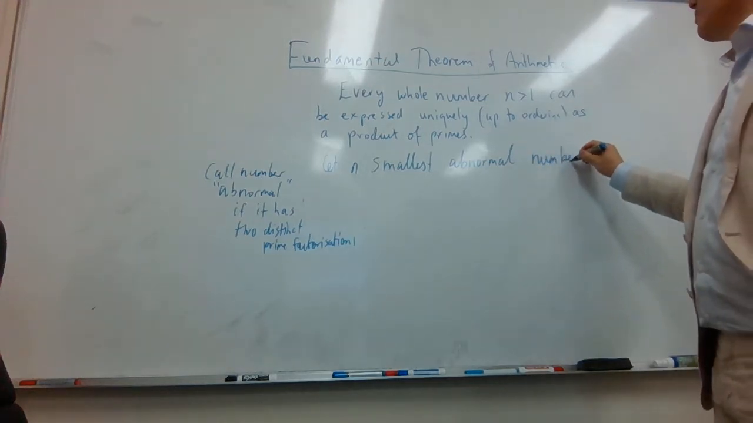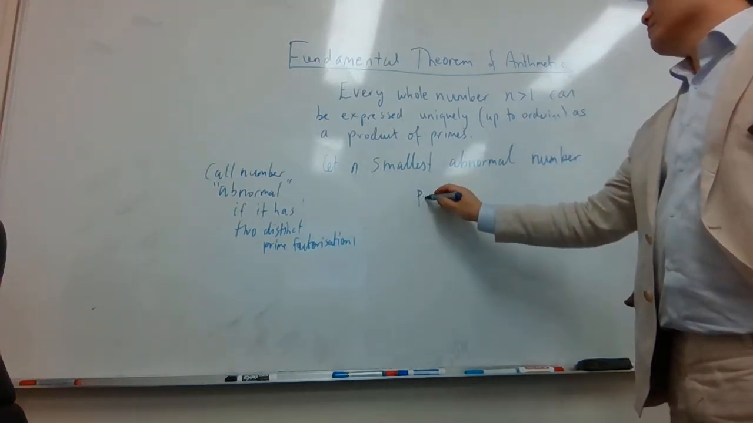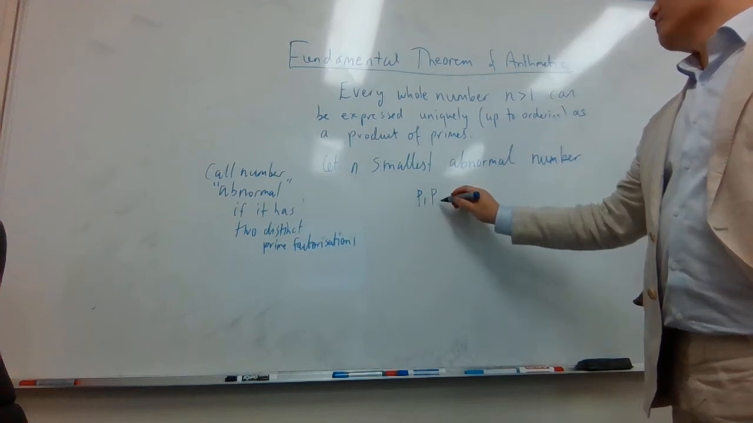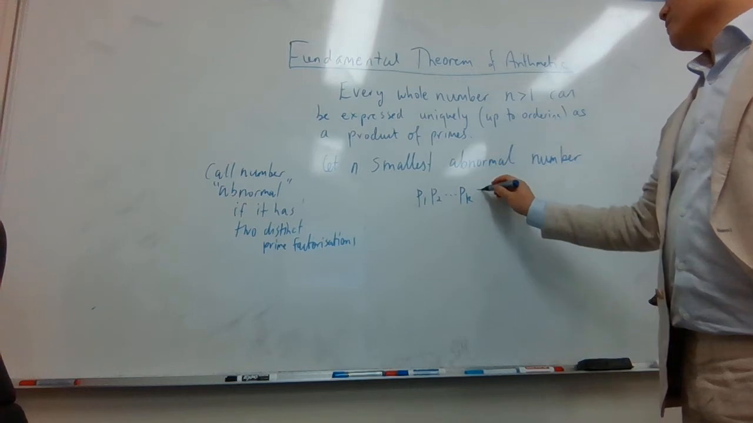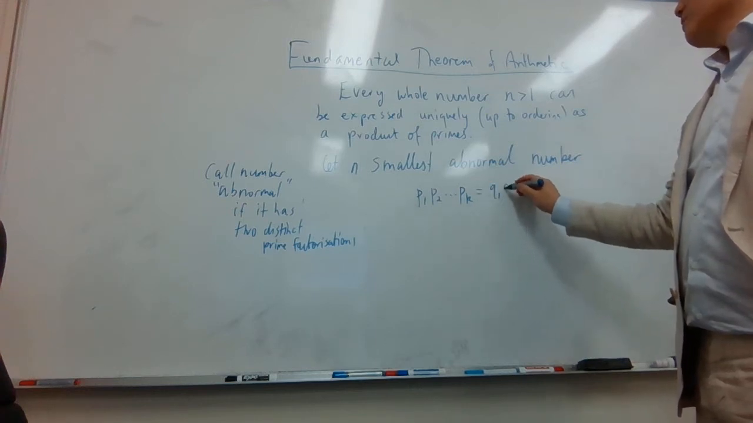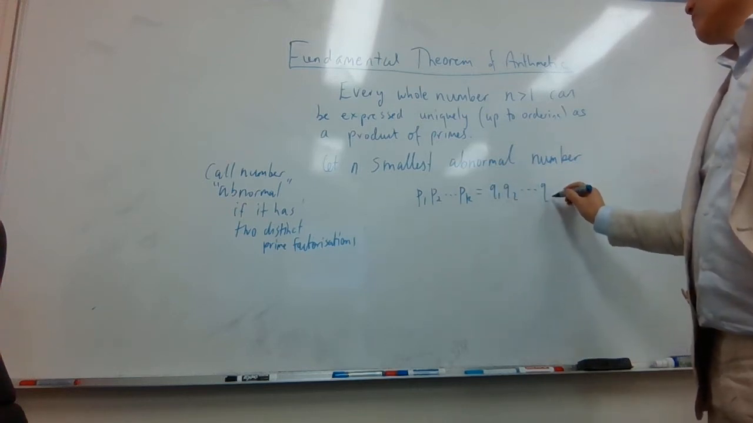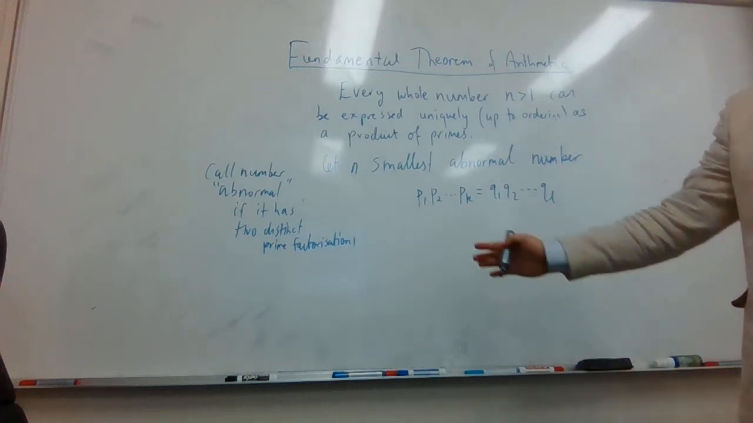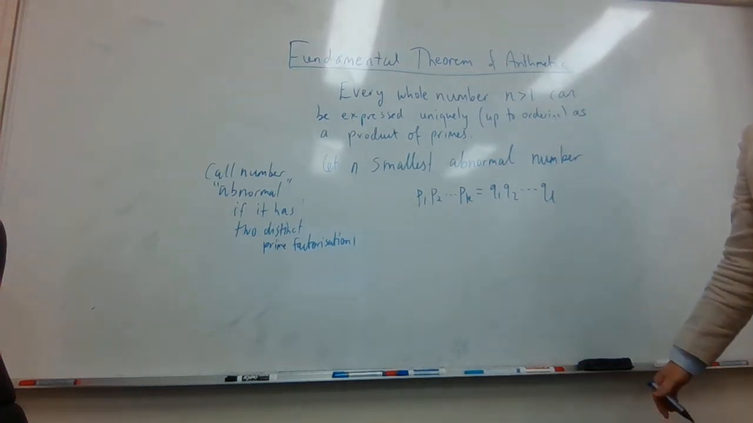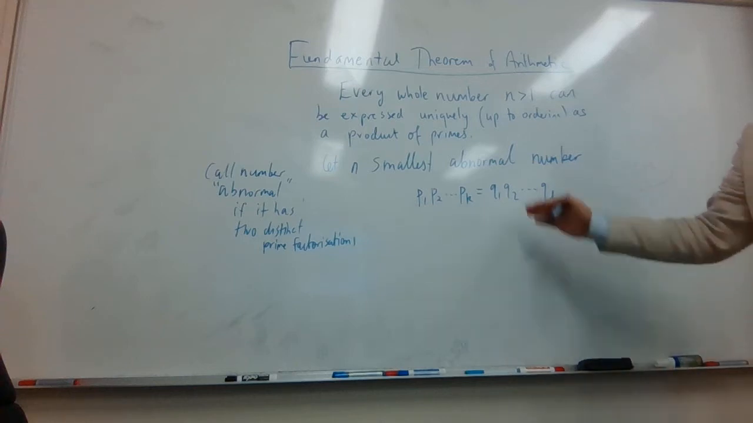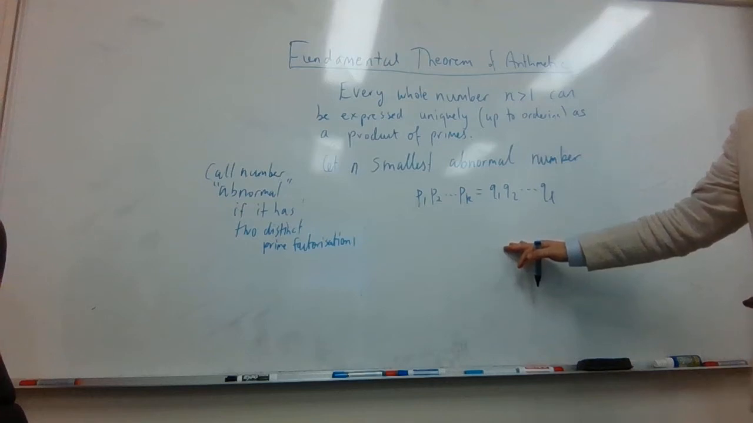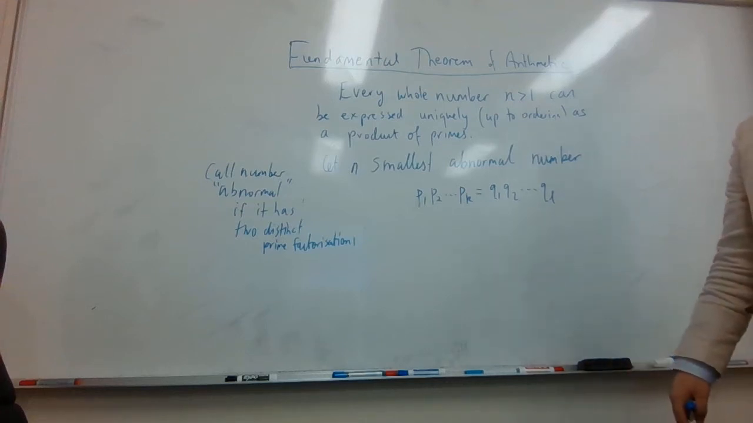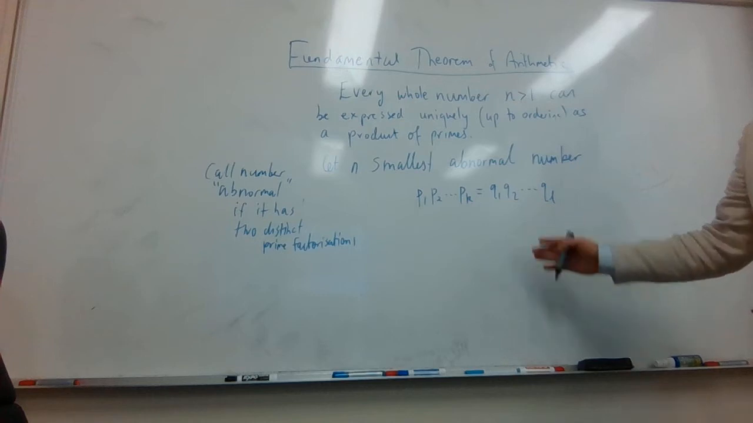So n is abnormal means that you have P1, P2, maybe up to Pk equals Q1, Q2, up to Ql, for some primes. And anything smaller than n has a unique factorization. That make sense? So this is the starting point of the argument, and apparently you can argue this all the way.